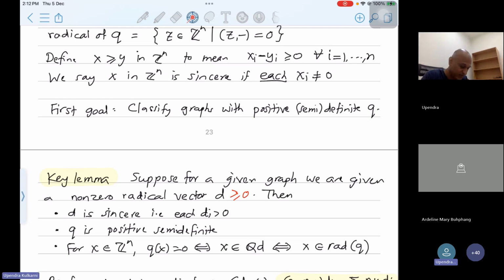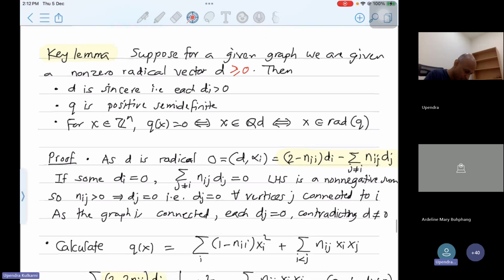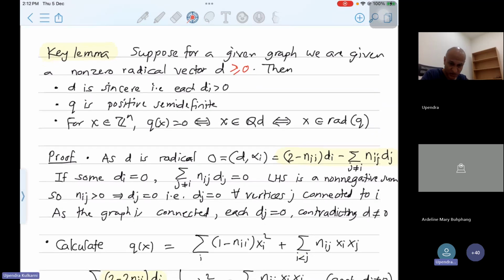Okay. Any questions so far? Please do stop me if there are any issues. See, the thing about writing the notes beforehand is that one can then tend to go quite quickly.